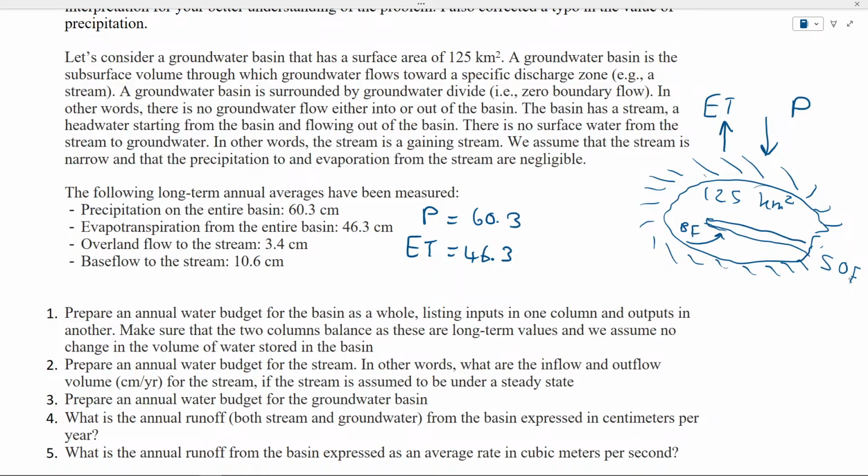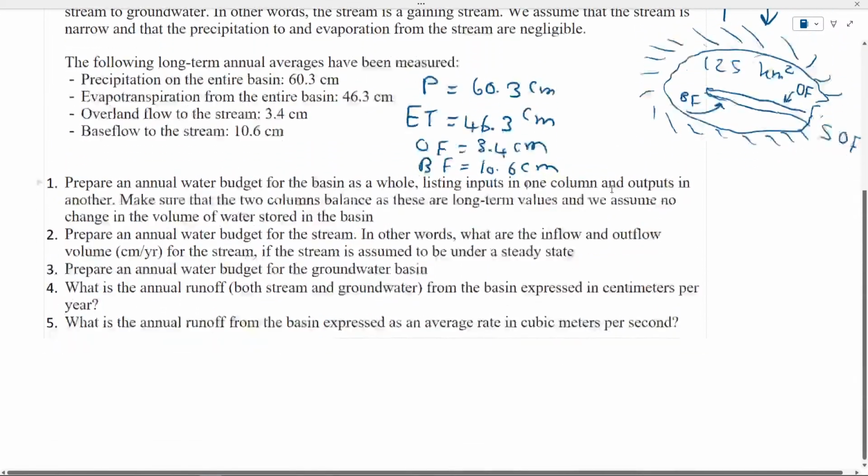You have base flow, and you have overland flow to the stream. Overland flow to the stream is 3.4. This is all in centimeters. Base flow to the stream, like this base flow here, is 10.6 centimeters. Okay, now what is this question asking us?